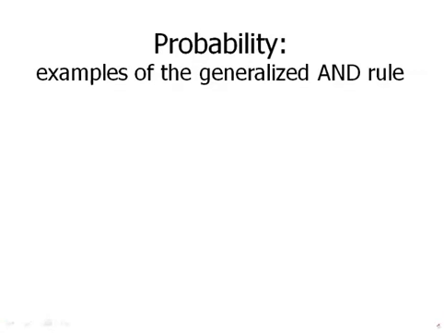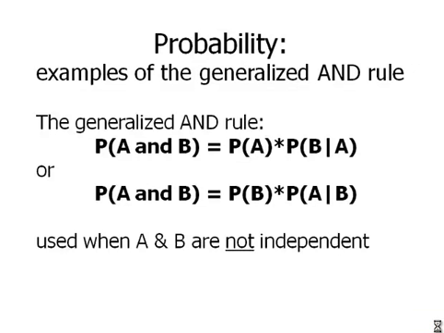Now we'll talk about some examples of the generalized and rule. So first of all, recall the generalized and rule says the probability of A and B is the probability of A times the probability of B given A, or the probability of A and B is the probability of B times the probability of A given B. And these two expressions here, B given A or A given B, these are conditional probabilities, which we discussed in the last video. So these formulas are used when A and B are not independent.